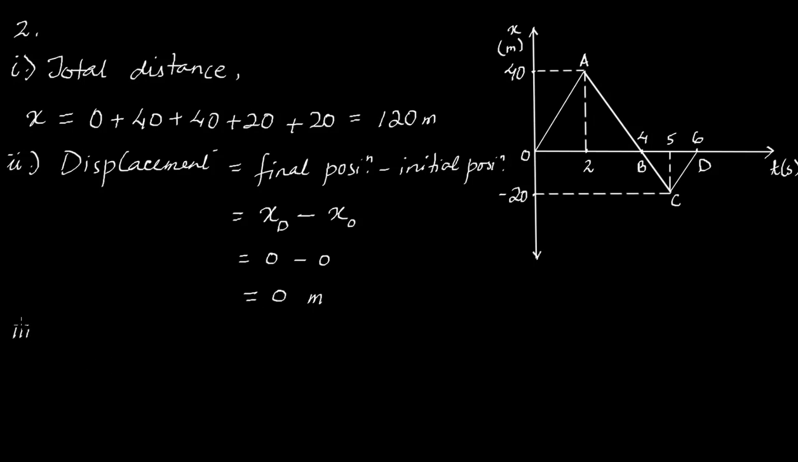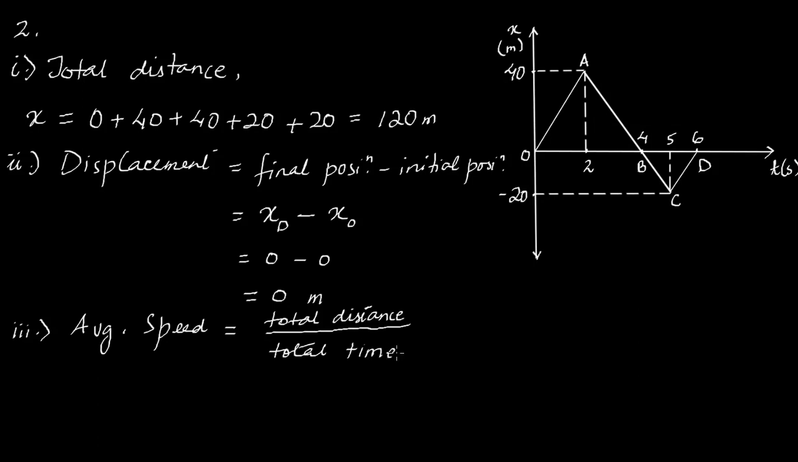Number 3, average speed. The average speed by definition is total distance, let me write the full form, by total time. Okay, and what is the distance? Distance is 120 meters. And what time? From this point to this point, what time? 6 seconds, right? 6 seconds. So here you have 20 meters per second.